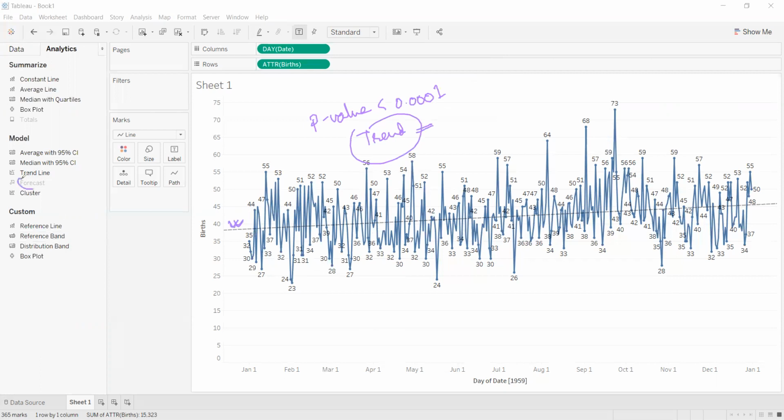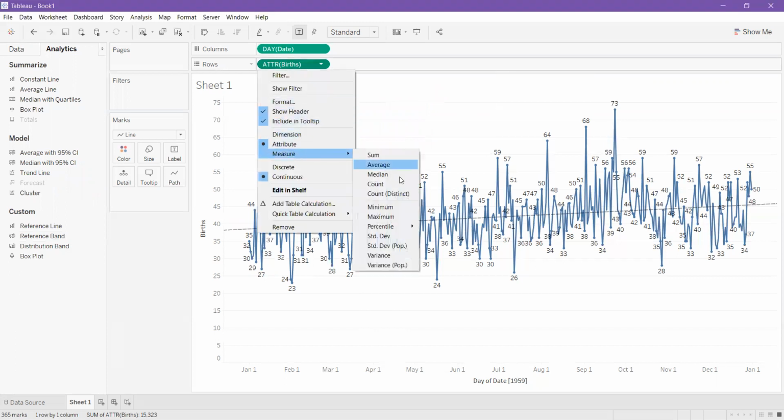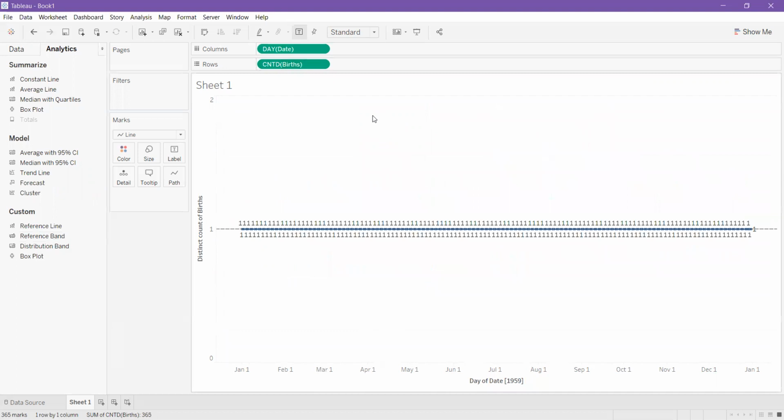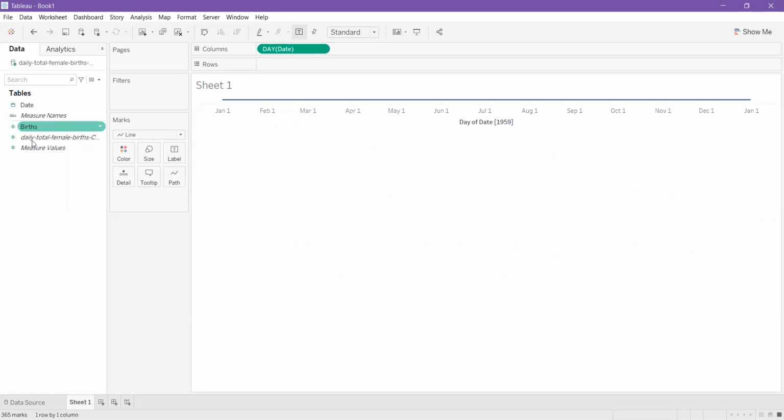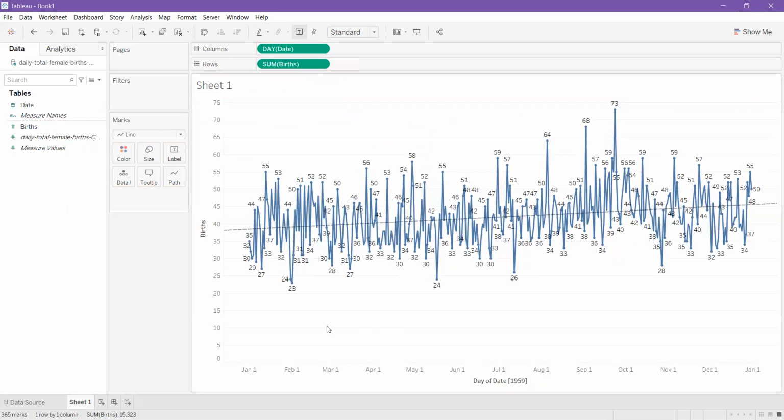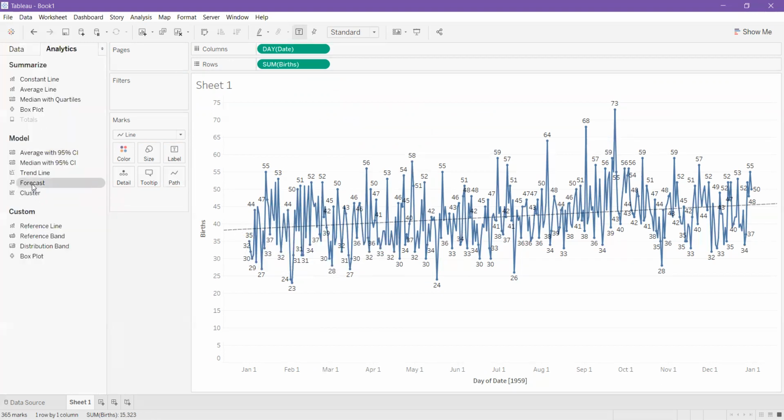Now, why am I not able to do a forecast? I'm not able to do a forecast because Tableau needs an aggregate. So let me give it an aggregated measure and it should be able to do it. Don't worry right now, friends, if you don't understand these terminologies, such as what is an aggregate and so forth. We will come to know about this at a later stage. So let me just remove this. Let me just pull the birth over here. Right, so I now have the sum of births. Let me see if it is able to give me the forecast.